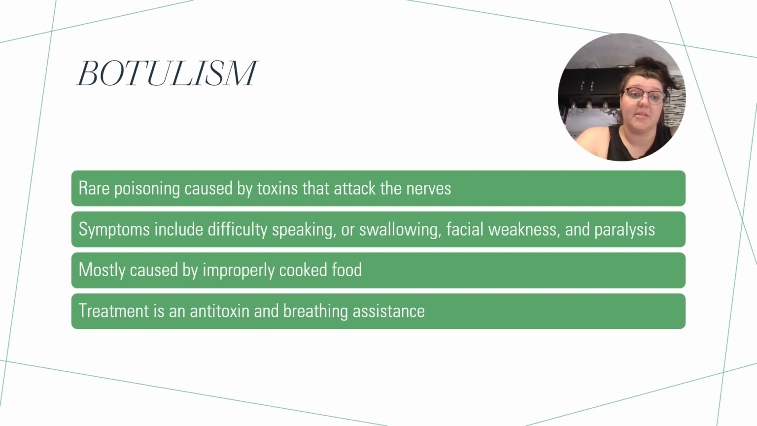Here we have botulism, and this is a rare poisoning that is caused by toxins that attack the nerves. Symptoms may include difficulty speaking or swallowing, facial weakness, and paralysis. It's most commonly caused by improperly cooked food. Treatment is an antitoxin and breathing assistance.